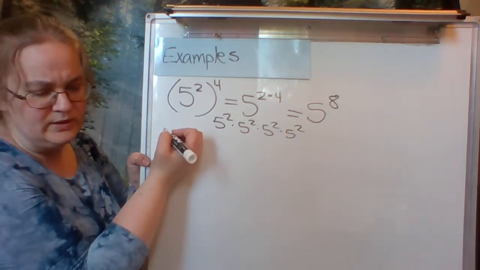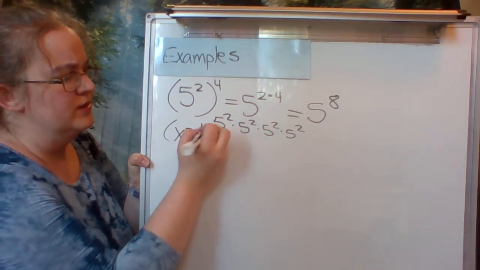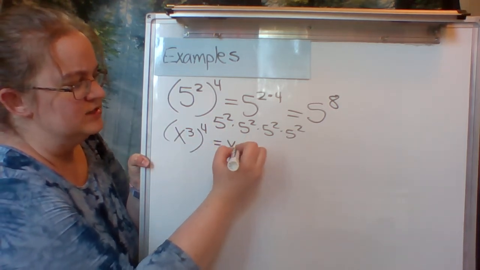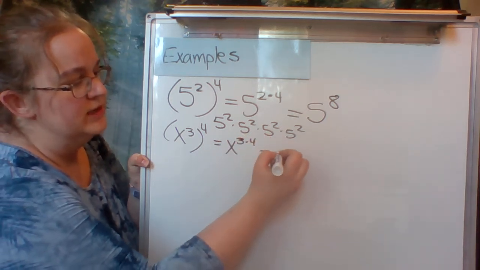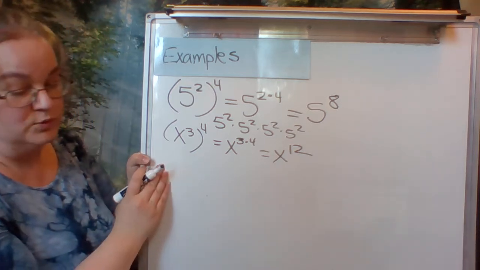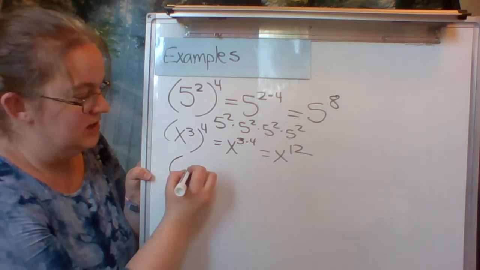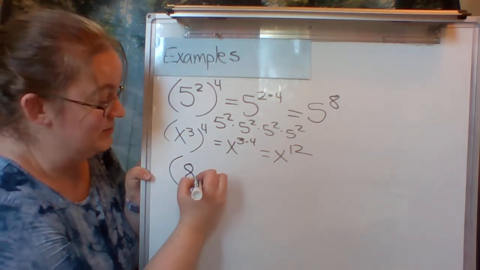Okay. So another example, x to the third to the fourth. Remember, a power raised to a power, that's going to be x to the 3 times 4 using the power rule. And so that's going to be x to the 12th power because 3 times 4 is 12. And finally, if we take something a little bit more complicated, it's not that complicated.